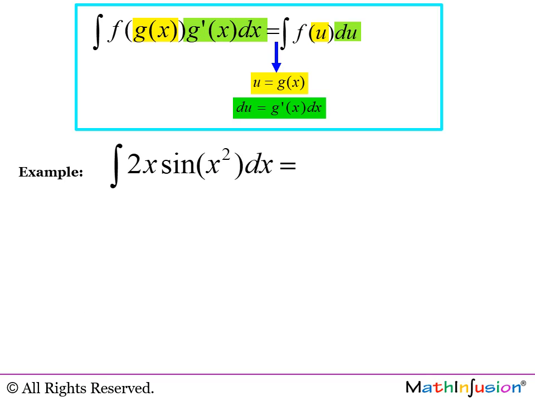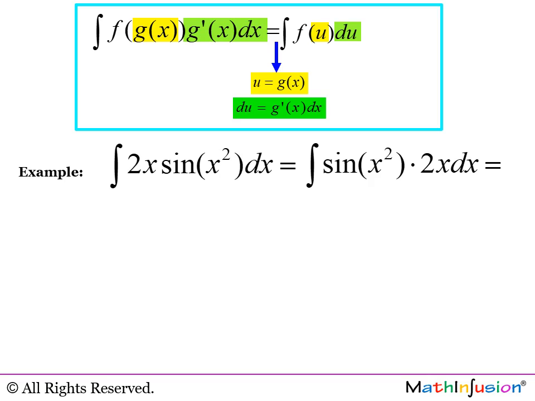Example. Let's integrate 2x sine of x to the power of 2 dx. When I say "of," you already realize that this is a composite function, so this is going to be the f of u. With your permission, before I do anything else, I'm going to write it exactly as it's written up. g prime of x dx is like the 2x dx.